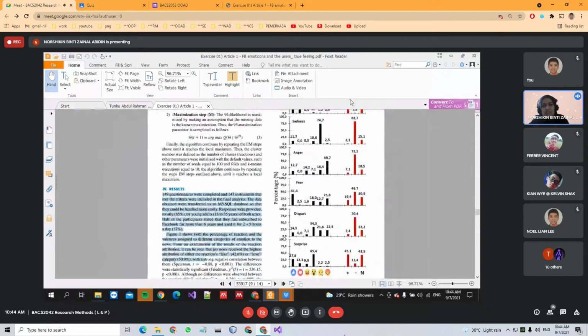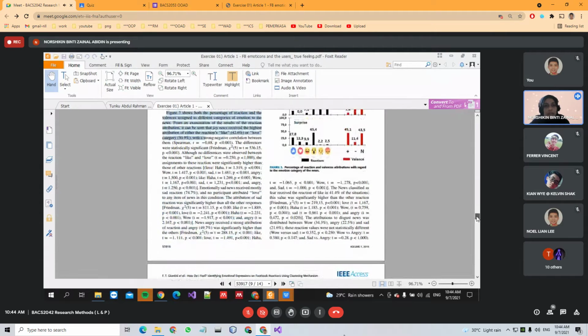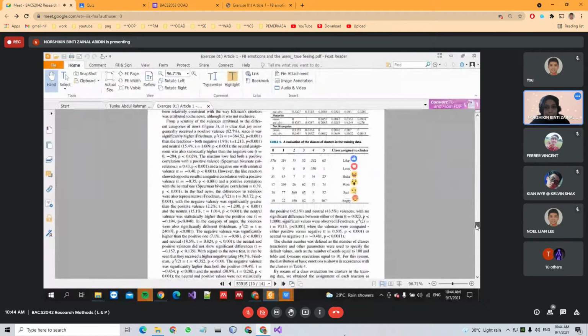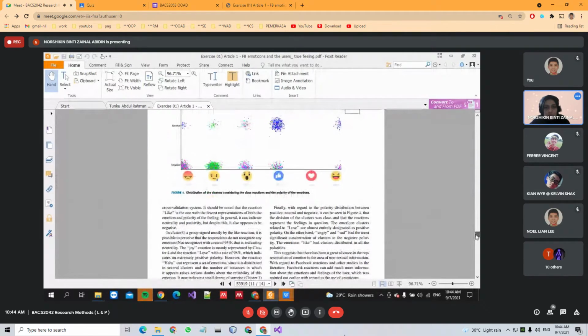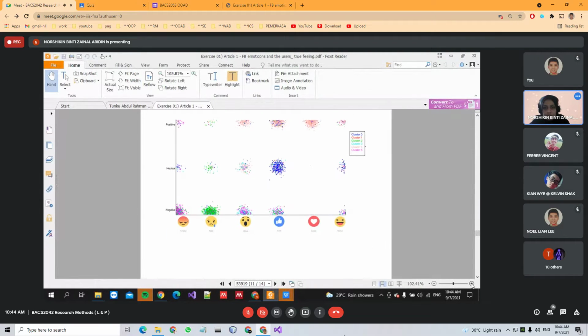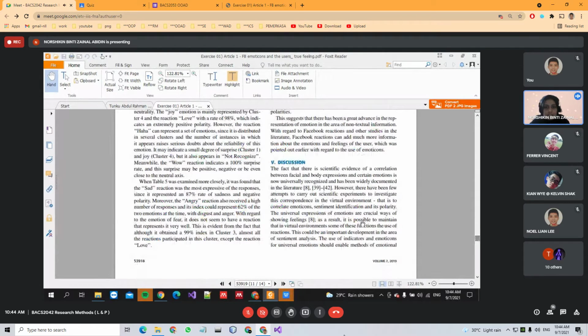A result can be in any form. It can be only in statement, but in this particular research, they're using a graph to show the result. So that's the result section. The result section is very important in an article because it will tell people what your outcome is, or what the result of your research is. So they use another graph here for the research. And then discussion.